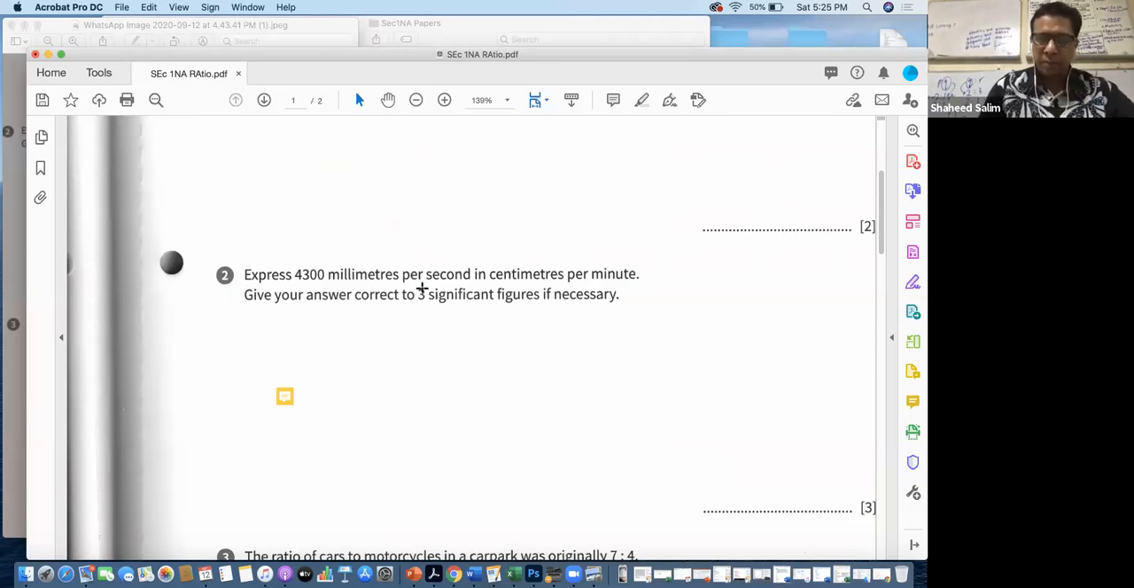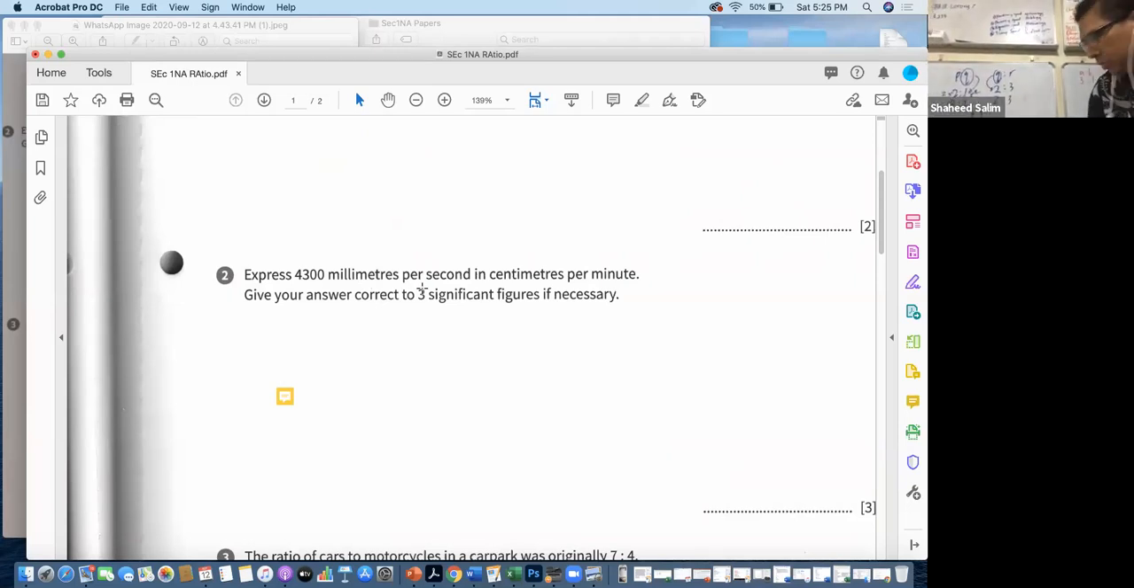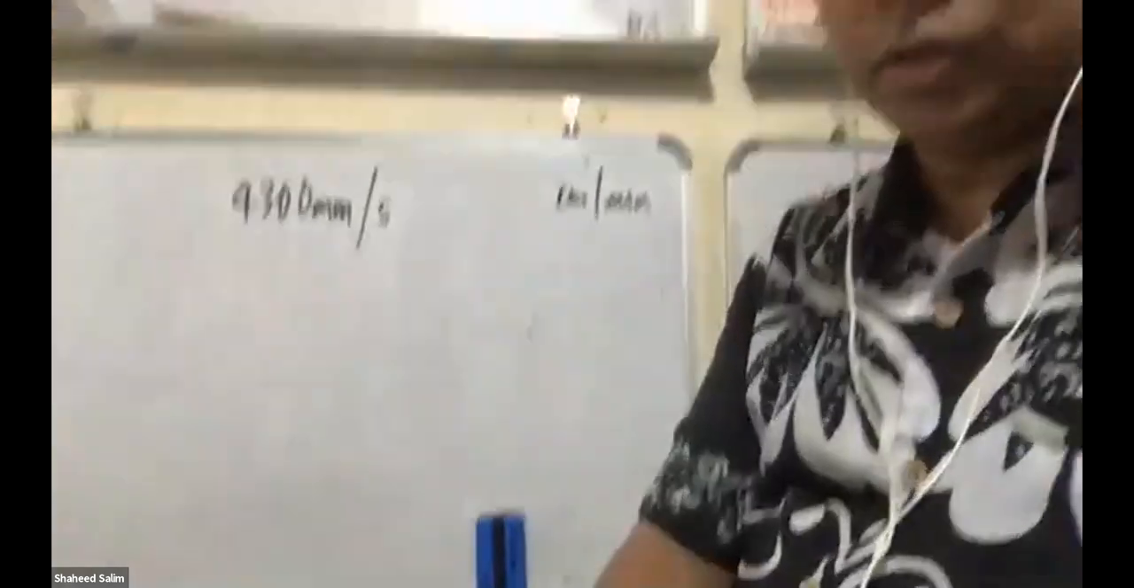Express this per second to centimeters per minute. So I'm going to draw for you what to do down here, step by step. Just let me write it. I write the question before I enlarge. Now the question is 4300 mm per second. We want to change it to cm per minute. All right. Hold on. Okay, can you see this, Edmund?